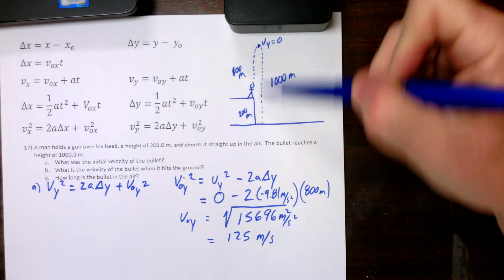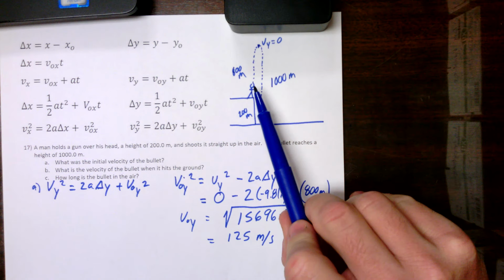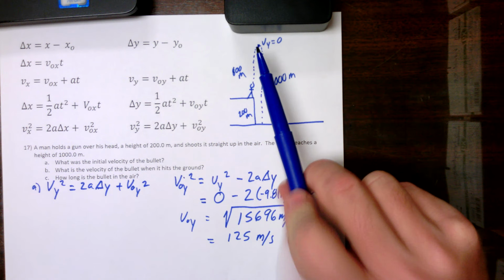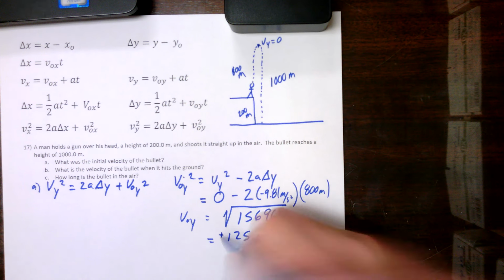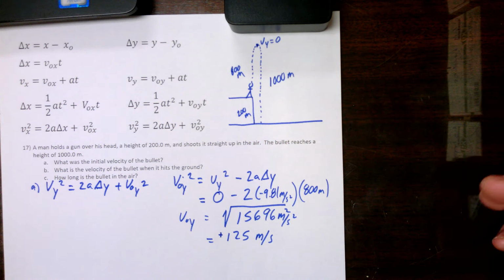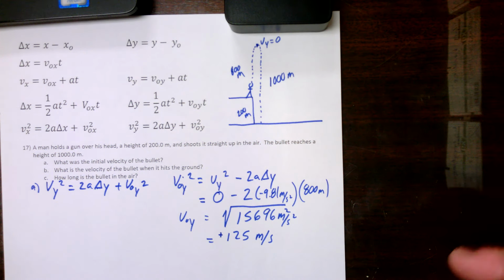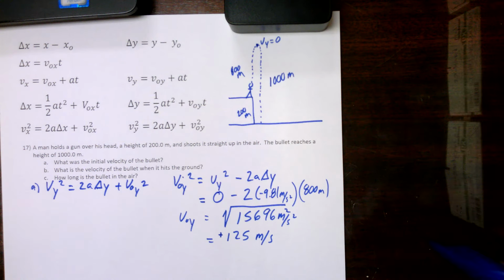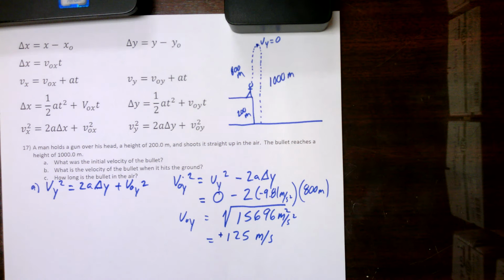If we assume that down is the negative direction, the initial velocity was going up. So I'm going to choose the positive value. Keep in mind, he could have been on top of that cliff and firing the gun down, in which case we would have to choose the negative value. So the sign does matter because it tells you which direction that quantity is working in.